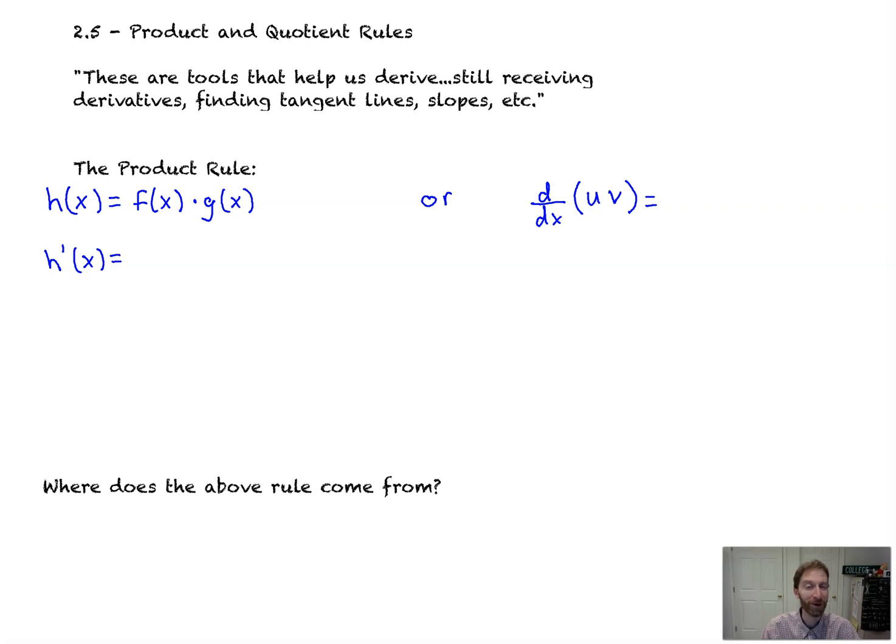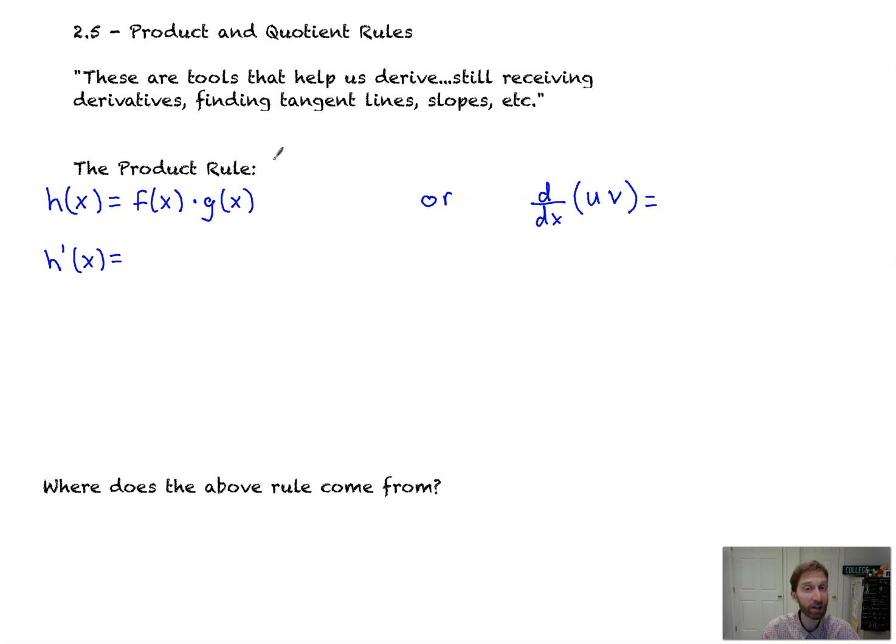Here we go in the world of product and quotient rules. Pretty sweet stuff. These are basically just rules that we can use to further our differentiation skills. Let's dive into this. So first we're going to start out with something called the product rule. As I said here, these are just tools to help us derive.